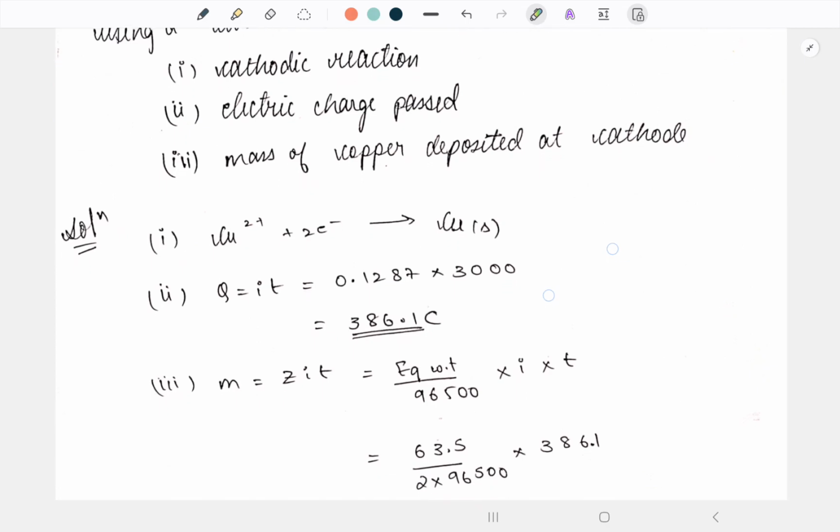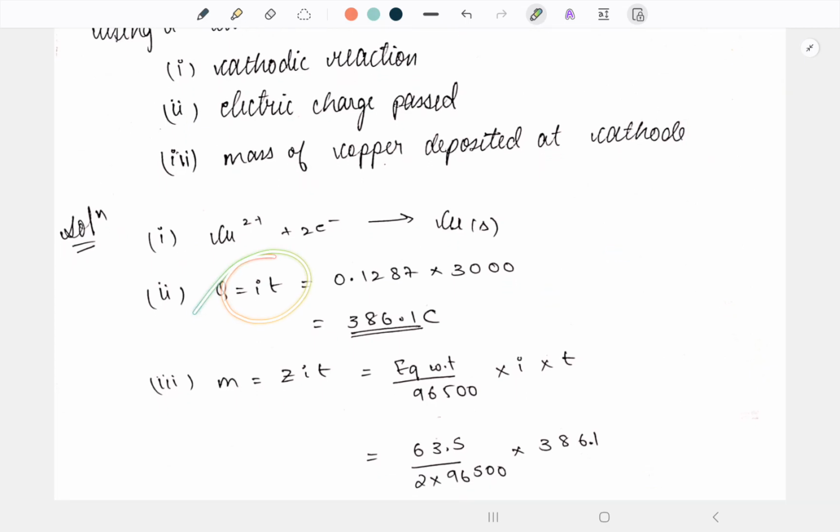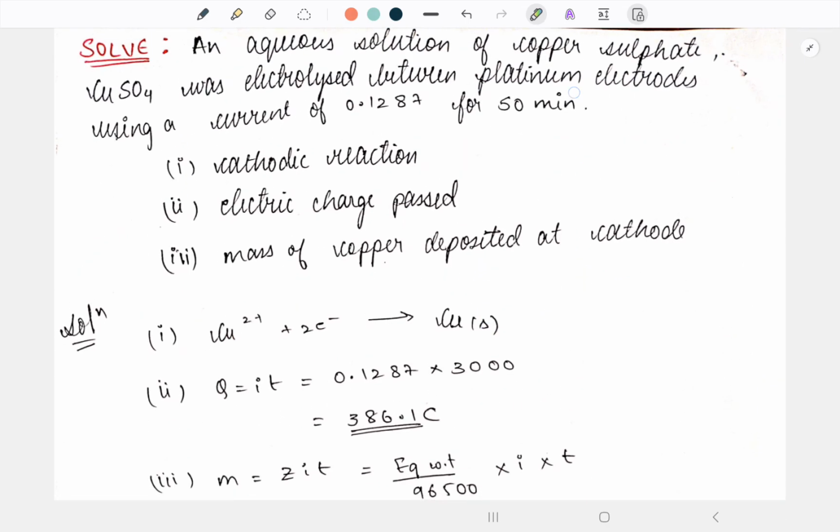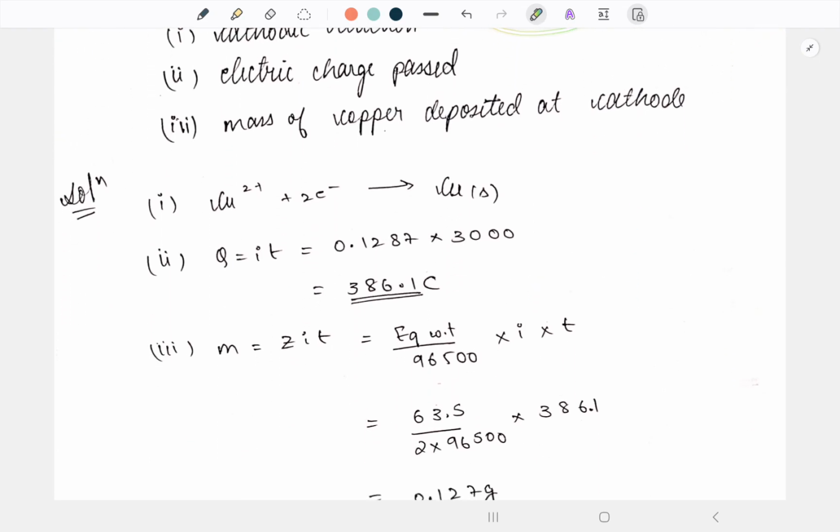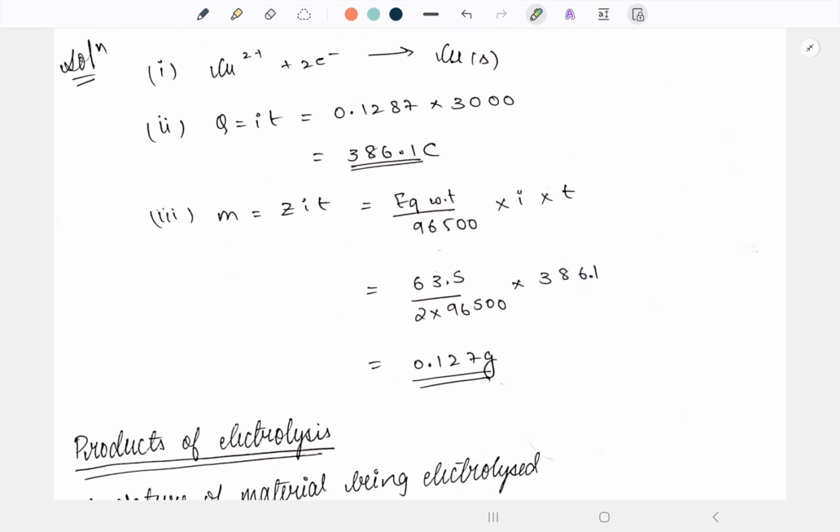We can find the charge with the formula I into t, where the time is given as 50 minutes. We convert the 50 minutes into seconds and get the final answer to be 386.1 coulomb. And we have to find the mass. Mass is equal to Z into i and the time, so here Z is equivalent weight by F. We know the formula of Z to be E by F, and the final value would be 0.127 grams.